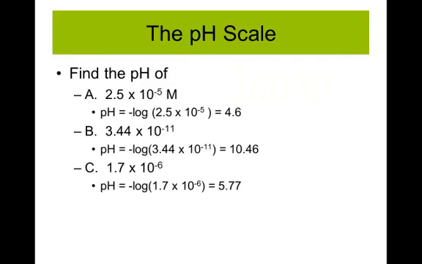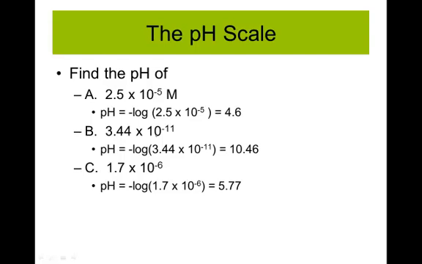So here's some examples. If we have an H plus concentration of 2.5 times 10 to the negative 5th molar, you'd want to enter that number in your calculator, then push log. You'll come up with a negative number, drop the negative, and you should get 4.6.